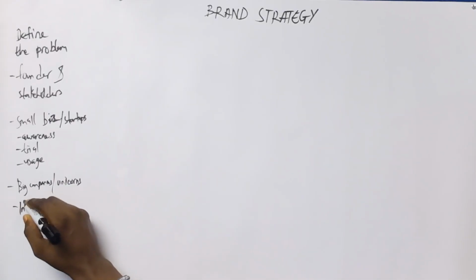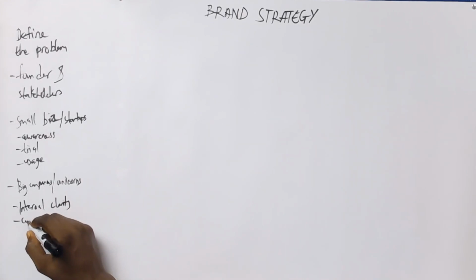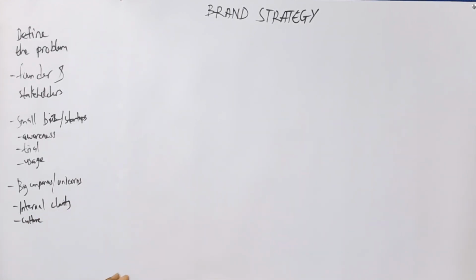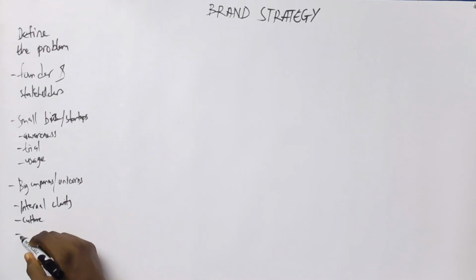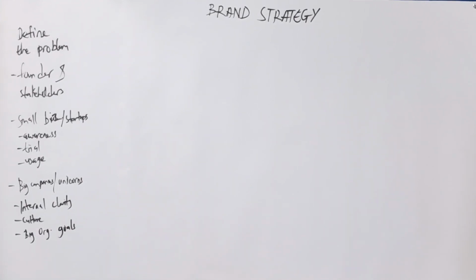And then when you come to the bigger ones, big companies, or maybe unicorns, for some of us that might have the opportunity to work with them, usually their problem revolves around internal clarity, right? Maybe culture, trying to help them clarify their culture, or maybe identify big organizational goals, right?